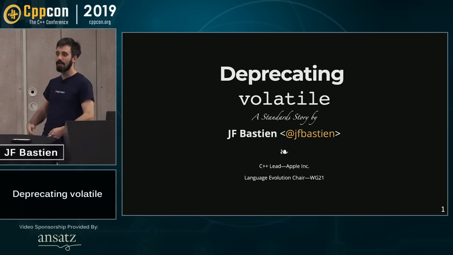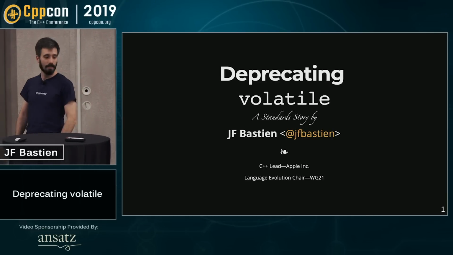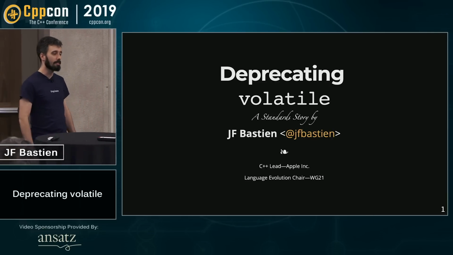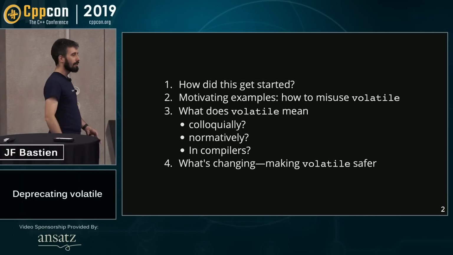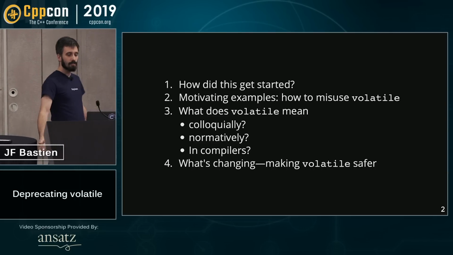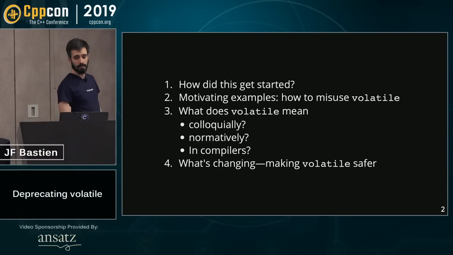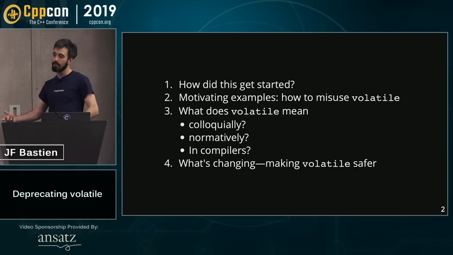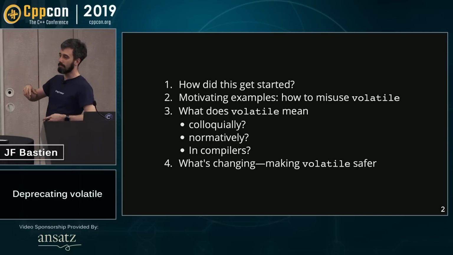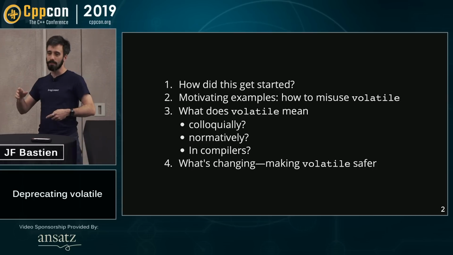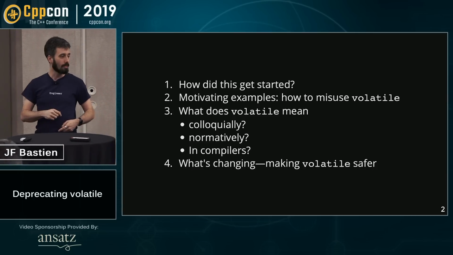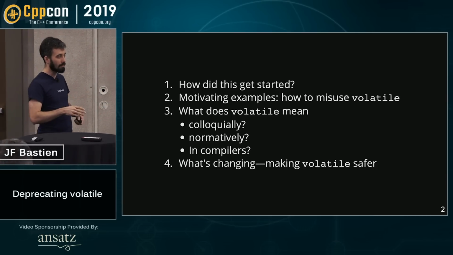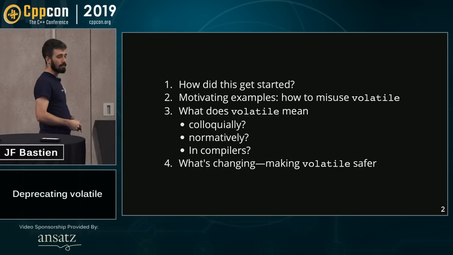But today, the main point of this talk is to talk about Volatile and how I'm trying to deprecate parts of it inside C++ and inside of C. So what I'll cover is just how does it get started? Why does it make sense? How can you shoot yourself in the foot with Volatile? There's many foot guns in C++. Volatile is one of them. What does it actually mean? I'll try to cover what we think it means, what it actually means in the standard, and what that translates to for compilers. And you'll probably be disappointed in a lot of this. And then what's going to change?